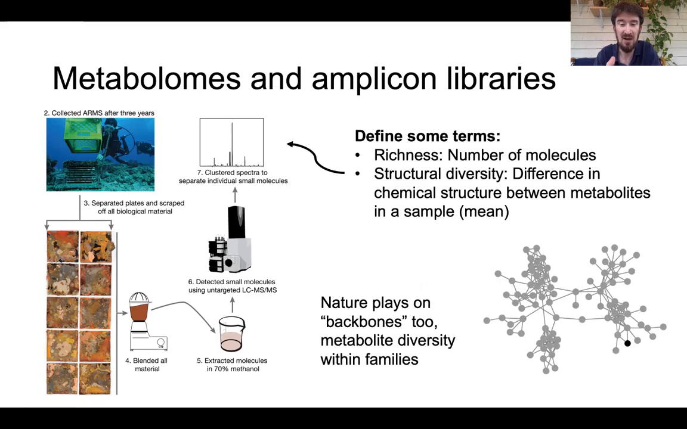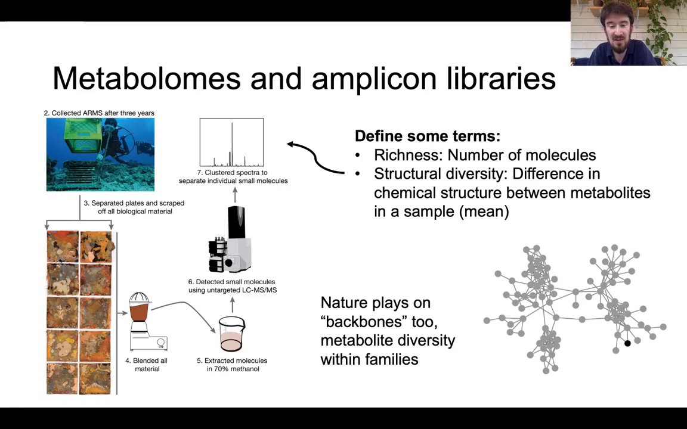Okay, so it's important now that I define a couple of terms. When I use the word richness, I'm talking about the number of molecules or the number of species. When I'm talking about structural diversity, I'm talking about differences in chemical structures between metabolites in a sample. And in this case, I'll be talking about the mean of a community. So what's the variation? What's the mean in that community in terms of the diversity of chemical structures?